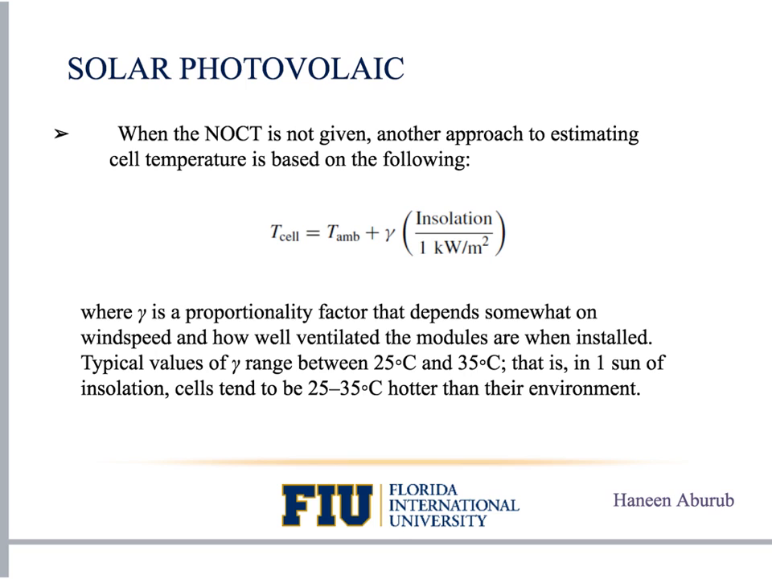Now, when the NOCT is not given, there is another approach to estimate the cell temperature, based on this equation that uses the insolation and gamma. What is gamma? Gamma is the proportionality factor that depends somewhat on the wind speed and how well ventilated the modules are when they are installed. Typical values for gamma are 25 and 35 degrees Celsius with one sun insolation, and cells tend to be 25 to 35 degrees hotter than their environment.